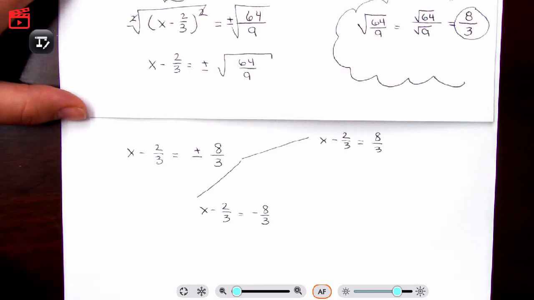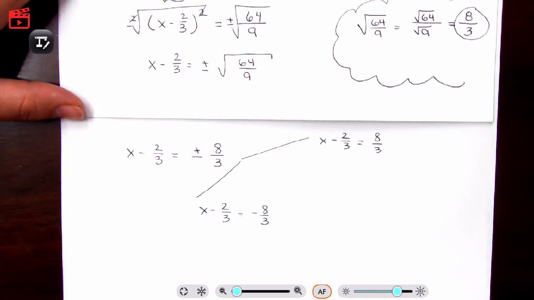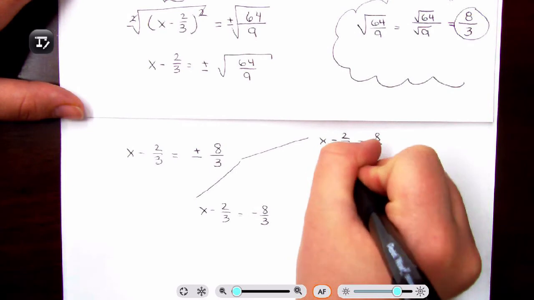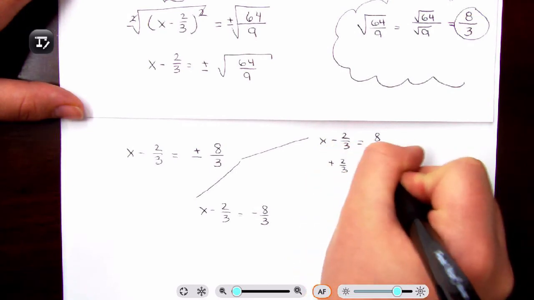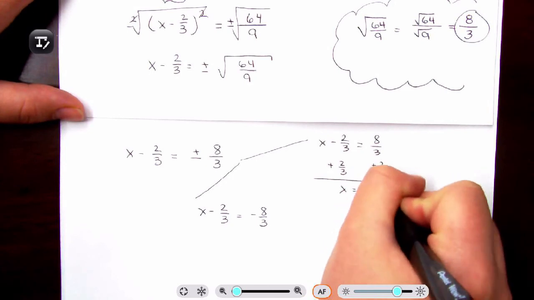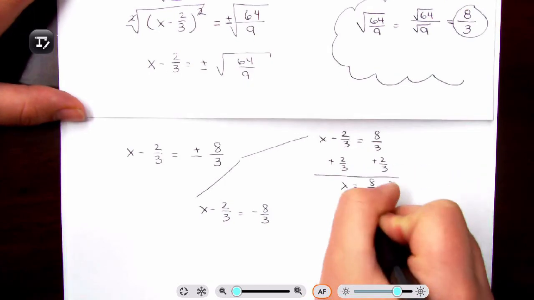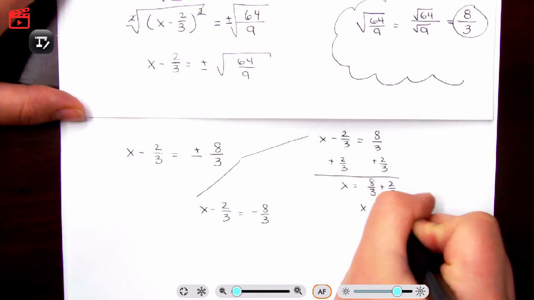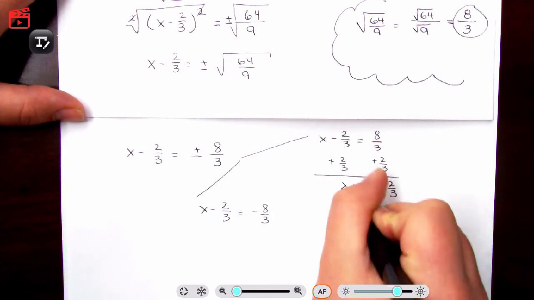Now I am doing a happy dance because I see a 3 in the denominator and I see a 3 in the denominator. That means I don't have to create common denominators. They are already there for me. So I'm going to add 2/3 to both sides here. x is equal to 8/3 plus 2/3. That means 8, 9, 10. 10/3 positive is one of my answers.